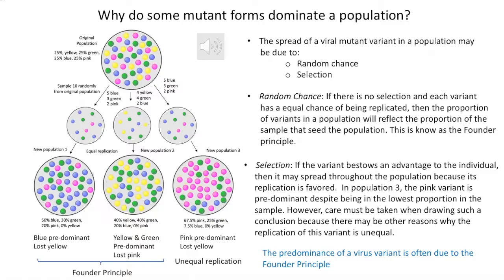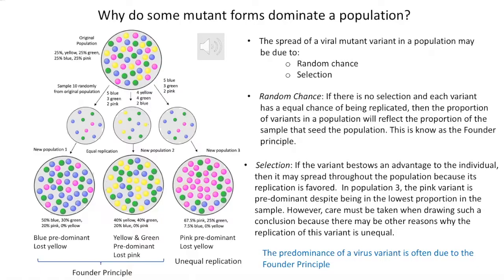If the mutation does not confer any selective advantage, and if each mutant variant has an equal chance of replication, then the proportion of mutant variants in a population will reflect the proportion in the founding sample. This is known as the founder effect or founder principle.